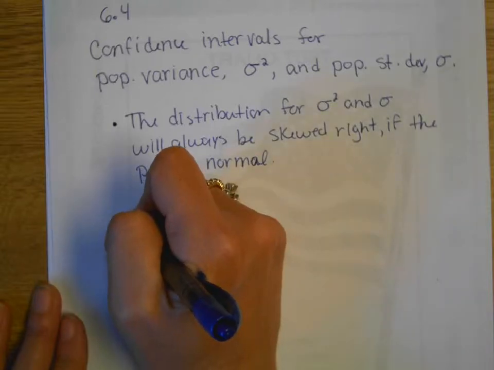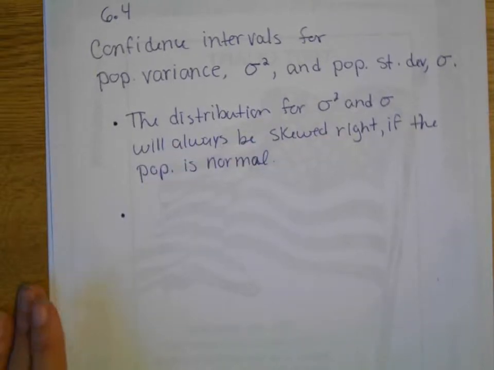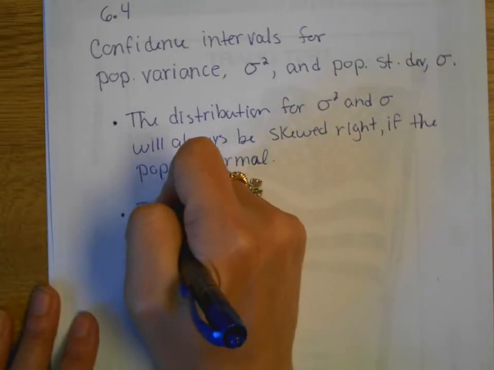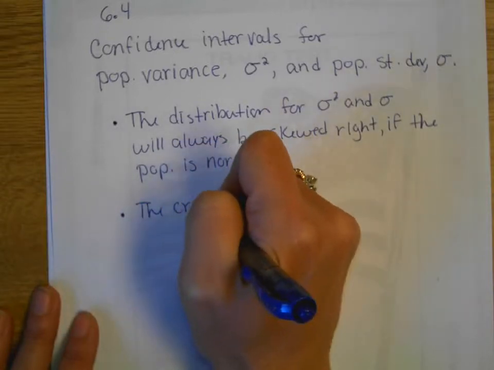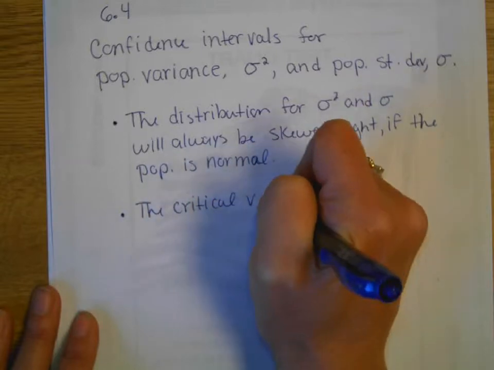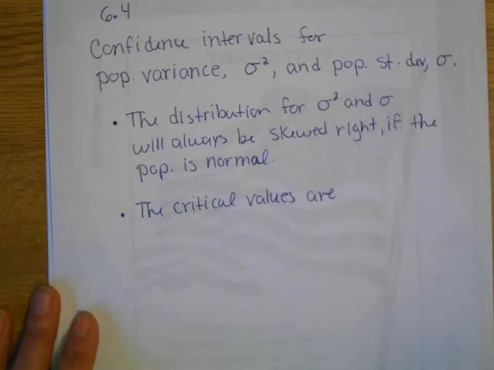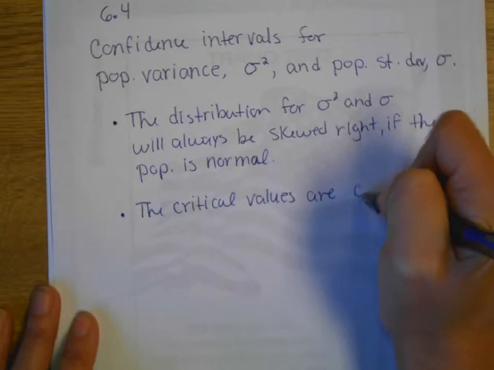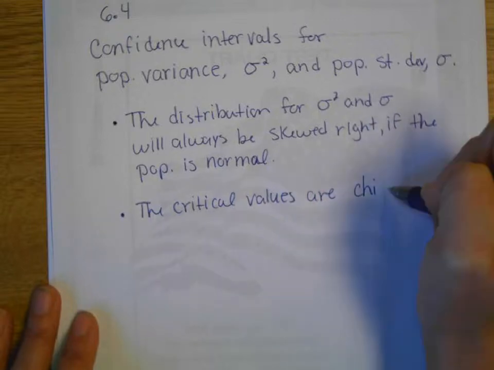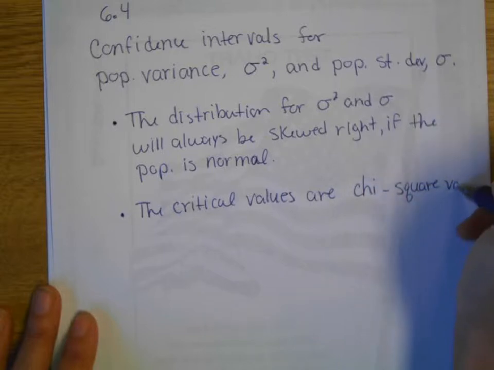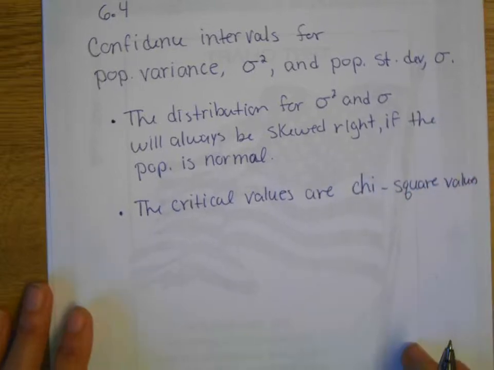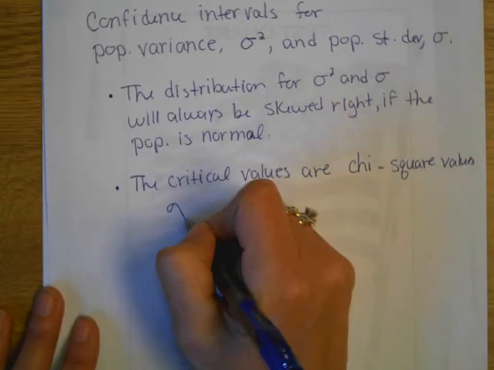So, our critical values, when we found z-scores and then when we found t-scores, those were our critical values that we were finding. Here with variance and standard deviation, the critical values are chi-square values. Chi is the Greek letter, and chi kind of looks like a big old capital X.